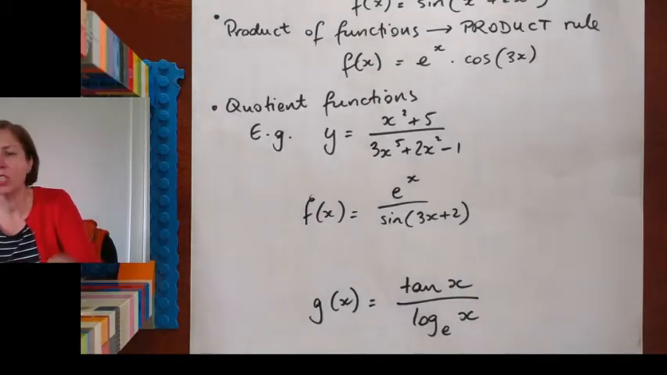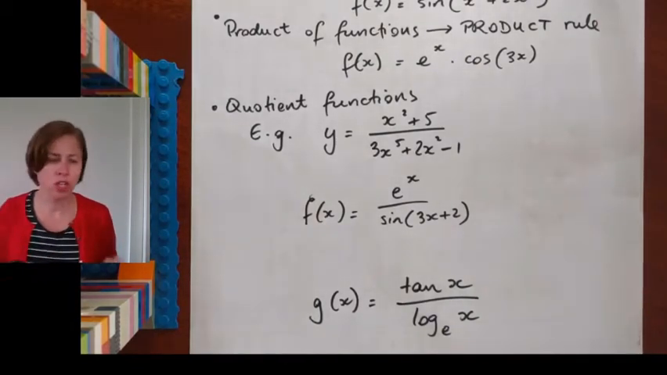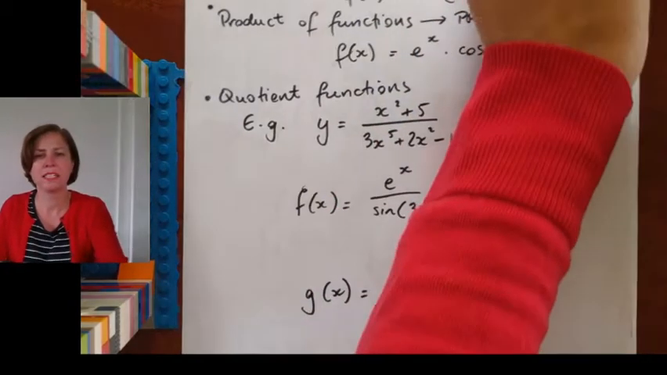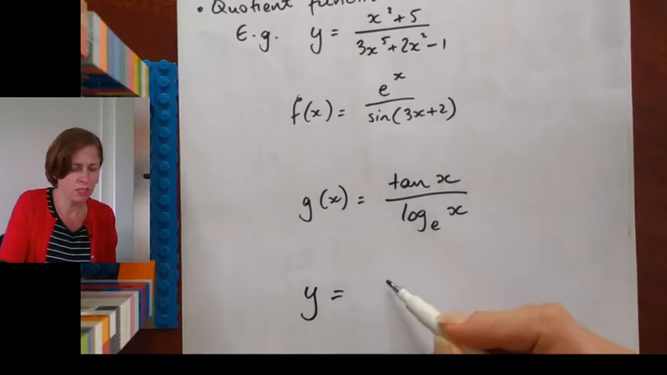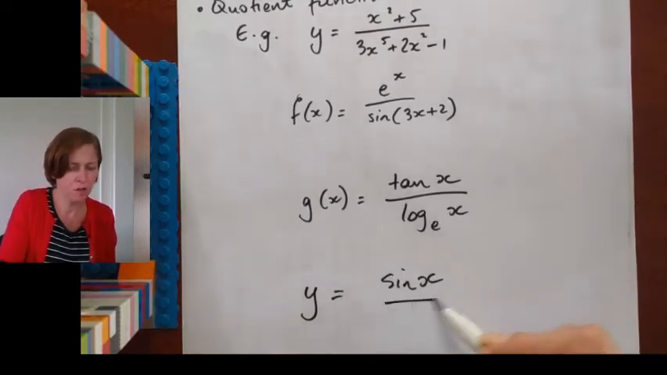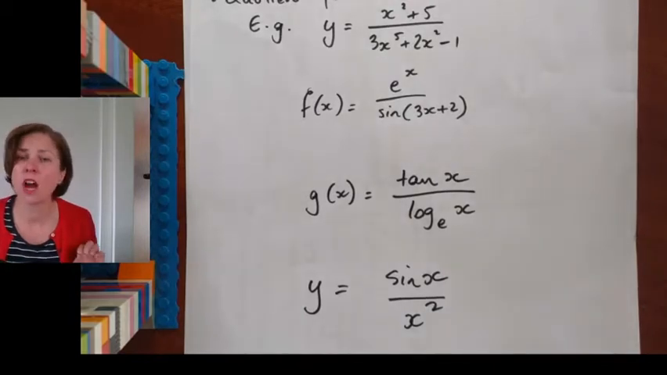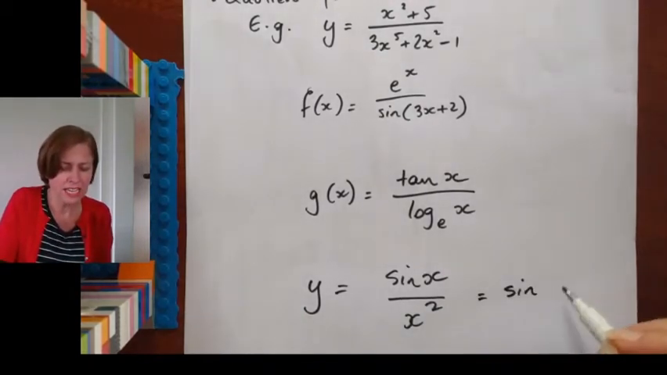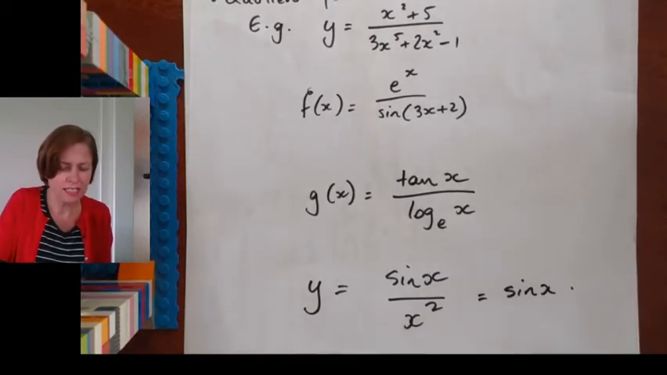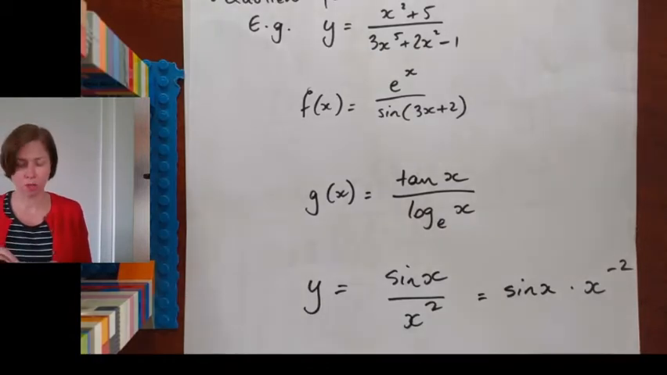Now, there are also examples which look like quotient rules where you can use the product rule. An example of that might be y equals sine x over x squared. I could use the quotient rule for this and I would get the right answer. But what I can also choose to do is rewrite this as sine x times x to the power of negative 2 and then use the product rule.